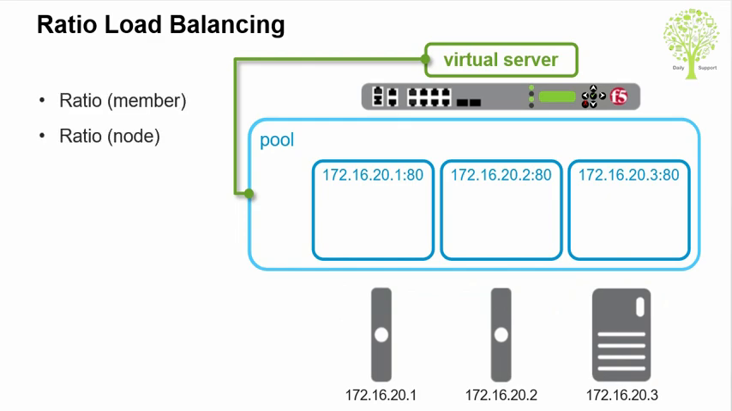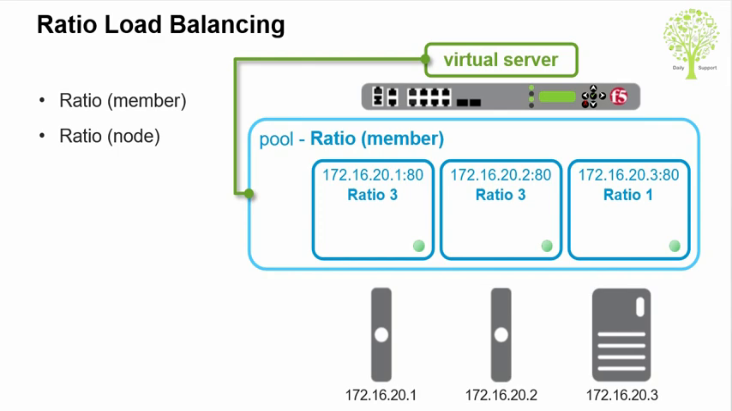The ratio load balancing method comes in two flavors, ratio member and ratio node. In both cases, Local Traffic Manager distributes connections among pool members in a static rotation according to the ratio weights that you define either on the pool member or on the node. Over time, the number of connections that each pool member receives is proportional to the ratio weight assigned. Here we have a pool of three members, two of which are on servers with approximately 3 times the capacity of the third.